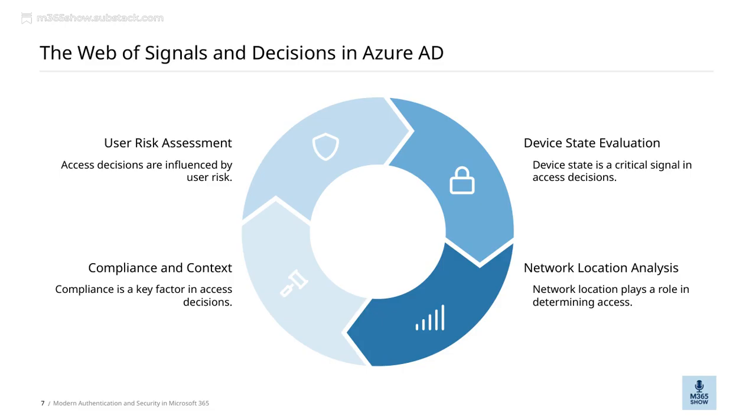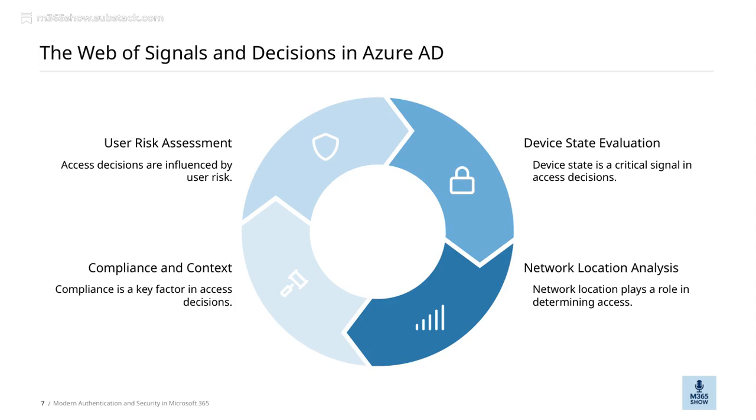Now, let's take a closer look at the web of signals and decisions in Azure AD. One of the key concepts here is user risk assessment. Basically, access decisions are influenced by the risk level associated with the user. If a user's behavior or credentials appear suspicious, the system can adapt and add extra layers of verification.